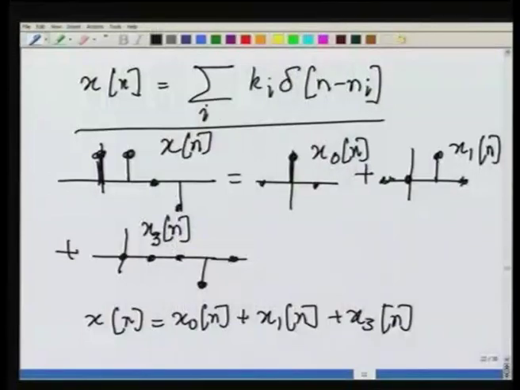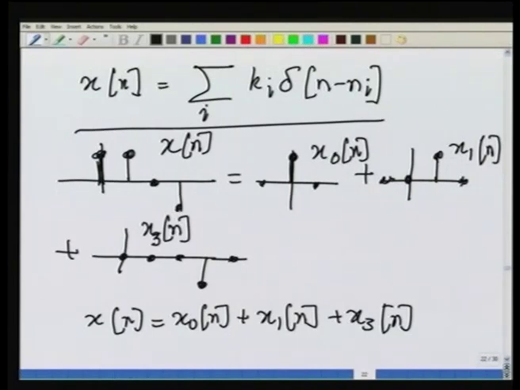What do we do after this? We try to see if each of these component terms is in the form of a sum of much simpler signals than x n itself was. These signals are simpler because they are non-zero at only one point of time and they are 0 everywhere else, fine. So, now let us see if we can find an expression for x 0, x 1 and x 3.